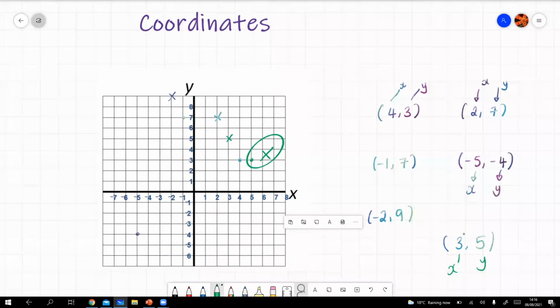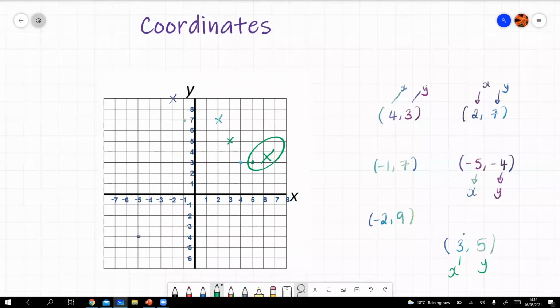This was a quick recap about coordinates, showing you how to plot coordinates.